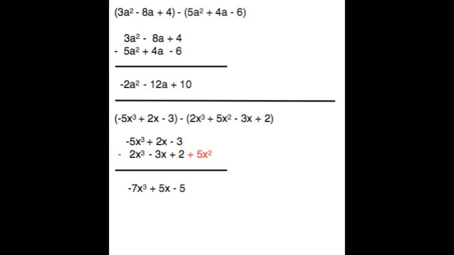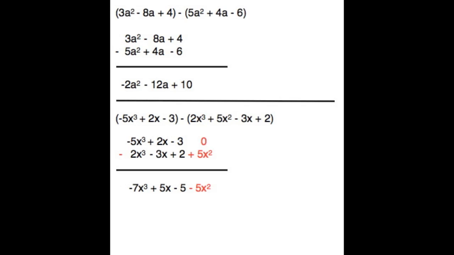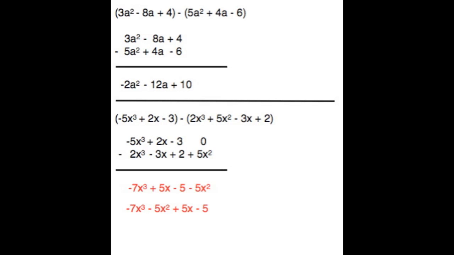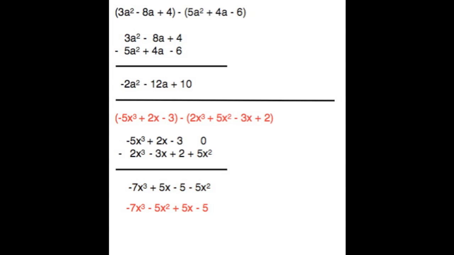And we have to deal with the positive 5x squared, which is by itself. Really, there was no term in the first polynomial, or nothing, that was like 5x squared. So we really have 0 minus 5x squared, which is negative 5x squared. Now, we have to order our final expression according to the exponents. Notice, these two expressions have terms which are in different order, but they are still equal. So, when we subtract these two polynomials, we get this final expression, negative 7x to the third minus 5x squared plus 5x minus 5.